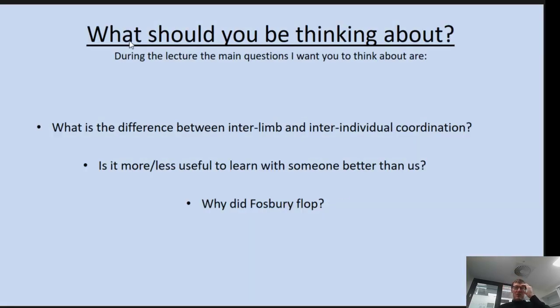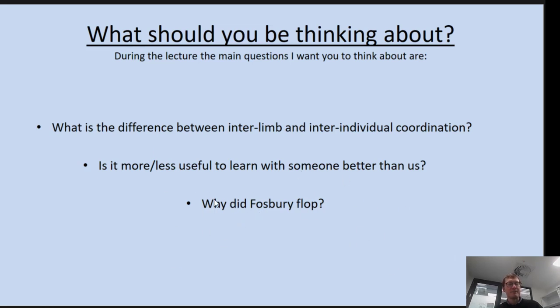These are the three general questions that I want you to be thinking about as we move through the material for this week. So the first is, what is the difference between interlimb and inter-individual coordination? How would you explain this? Is it more or less useful to learn with someone better than us? What are your thoughts on this? And why did the Fosbury flop emerge?